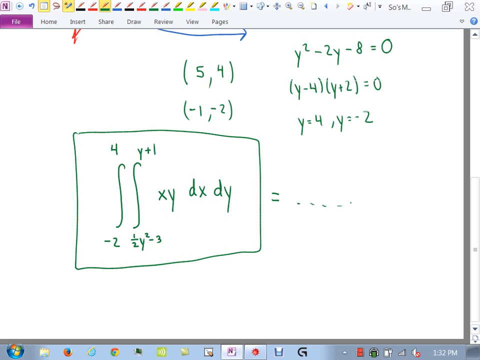Equals... which I won't do. What's the antiderivative of that? The inner integral, what's the antiderivative? 1/2 x squared y, right? 1/2 x squared y. And you'll be replacing what with what? You're replacing the x with those two things. So just make sure you get everything in order there. Make sure you understand what's being replaced. Any questions?